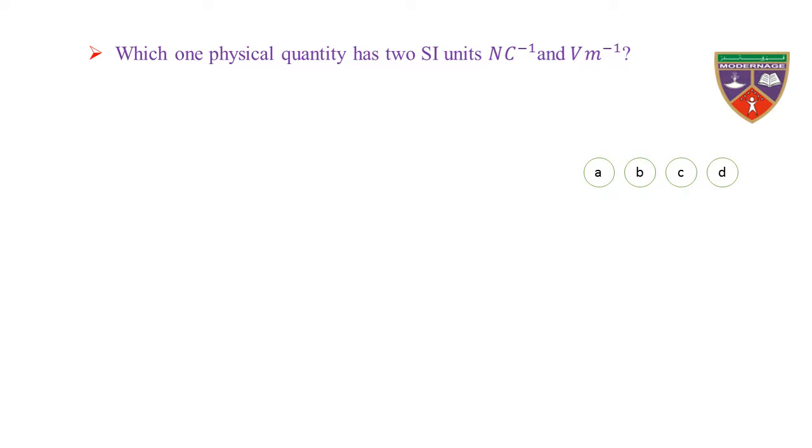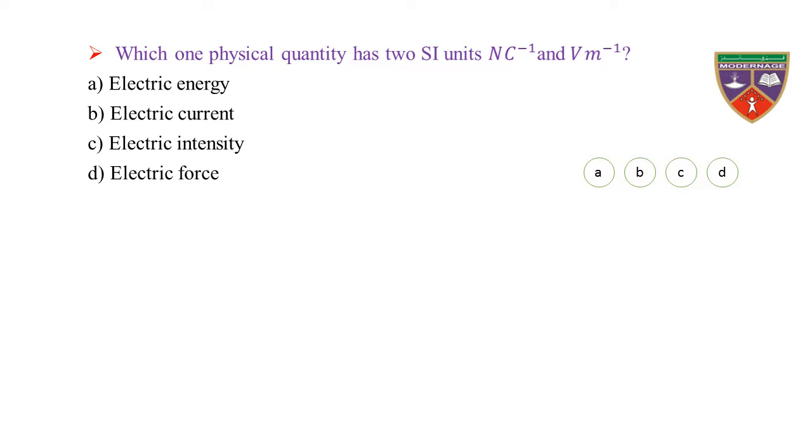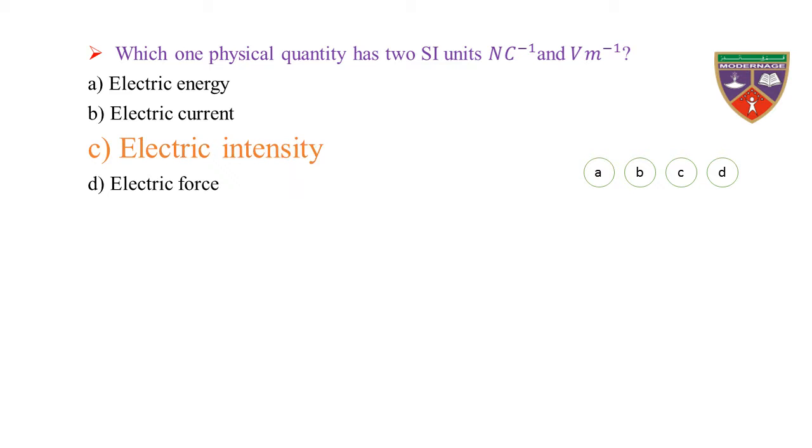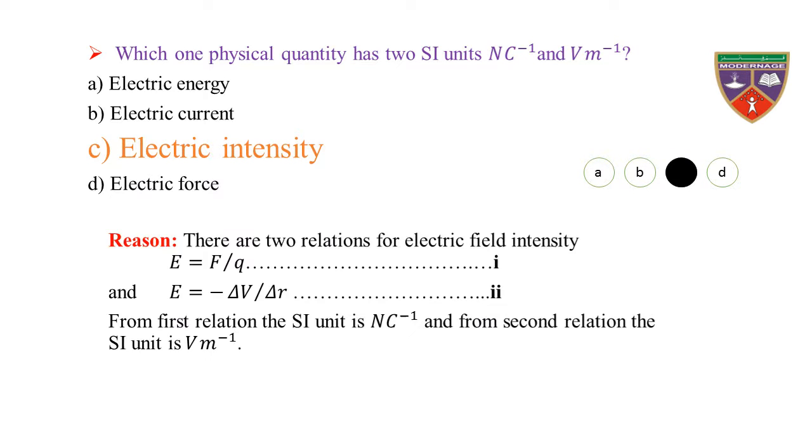Which one physical quantity has two SI units, Newton per coulomb and volt per meter? Option A, electric energy; B, electric current; C, electric intensity; D, electric force. The key is electric intensity. The correct option is C.